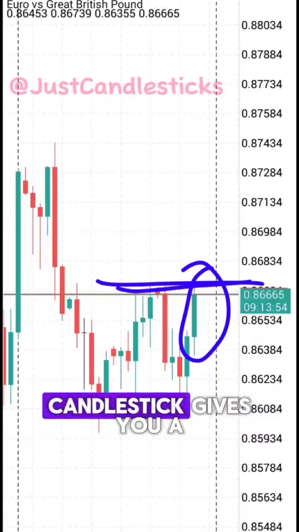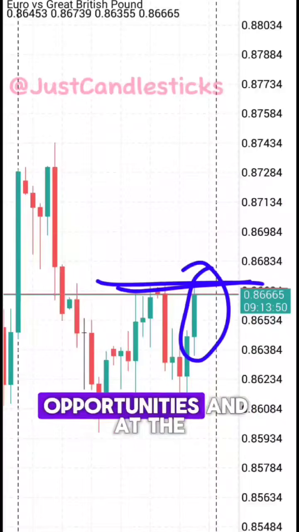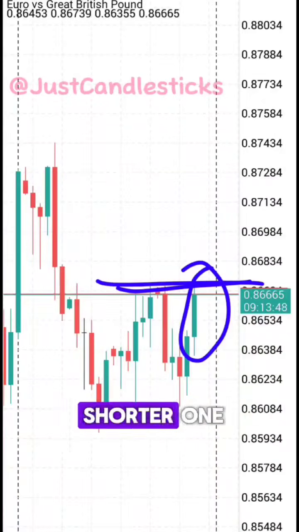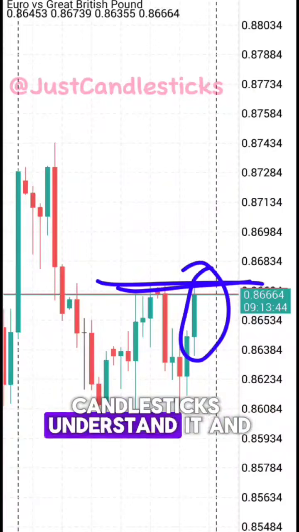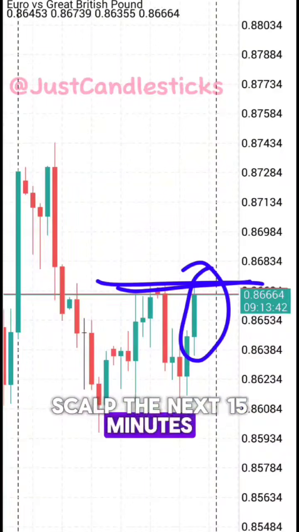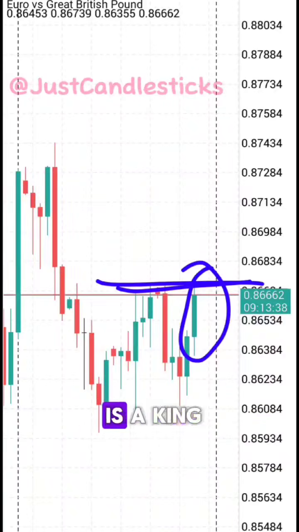So candlestick gives you longer opportunities, and at the same time in a shorter one you can do. If you want to scalp, you can go into 15 minutes. Understand the candlesticks and scalp the next 15 minutes. That is what I'm trying to say. So that is why candlestick is the king.